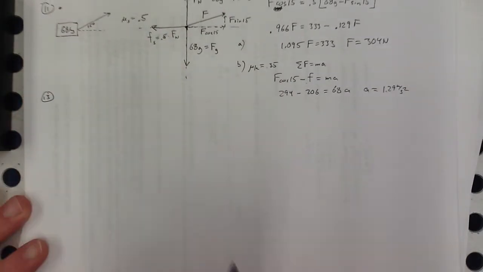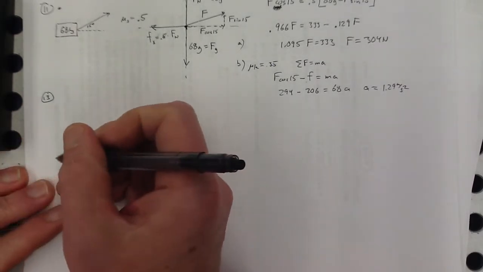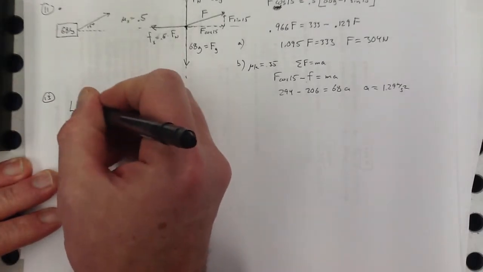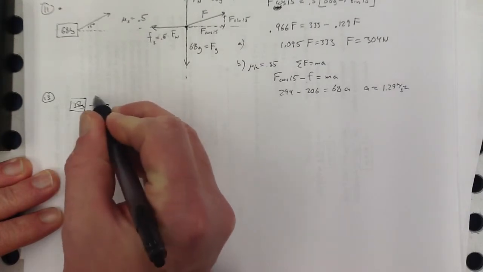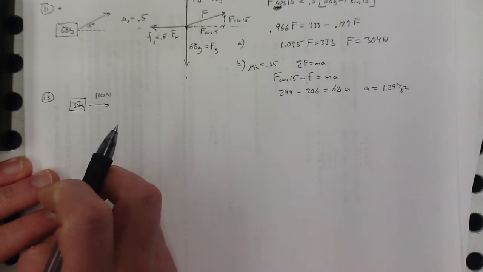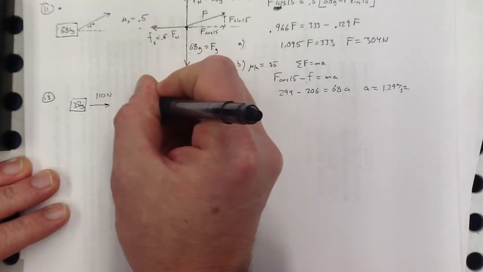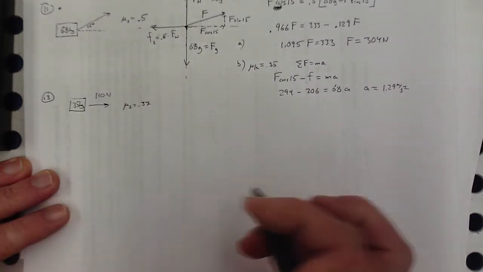A worker pushes horizontally on a 35-kilogram crate with a force of magnitude 110. A lot of boxes to push around here. The coefficient of static friction between the crate and the floor is 0.37. What's the value of the maximum static friction under these circumstances?